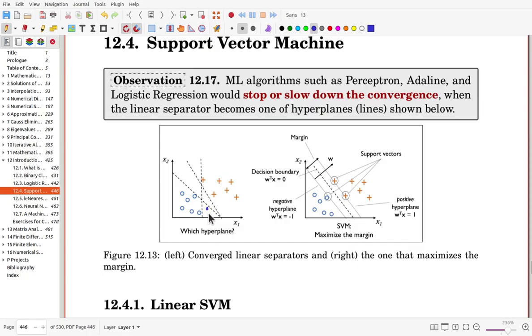That's the idea of support vector machine. Look at this figure, right side, and we'll try to find the separator as in this dashed line so that the strip margin is as large as possible. So we try to maximize the margin. That's the idea of support vector machine.